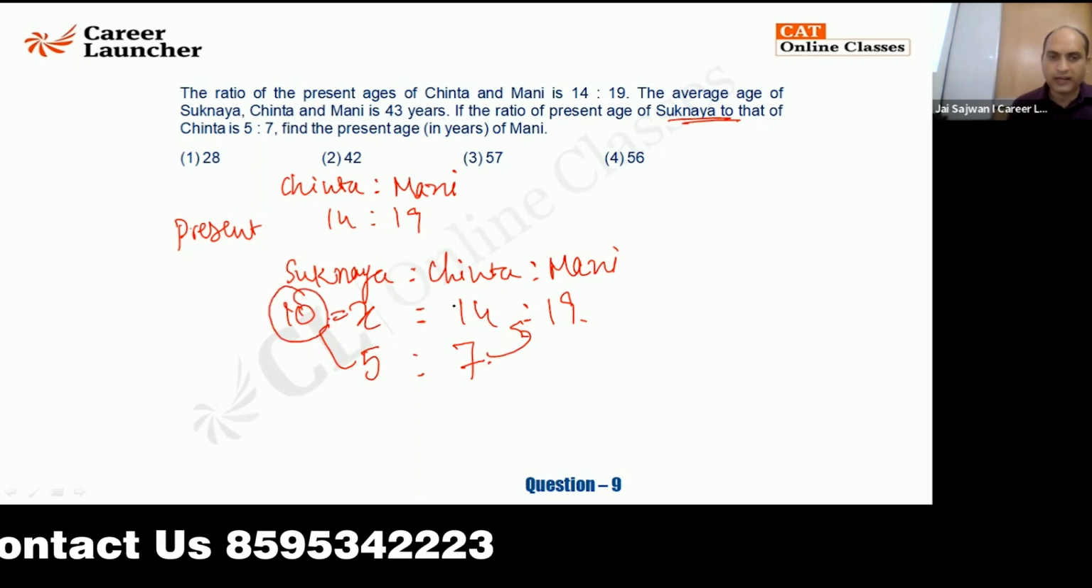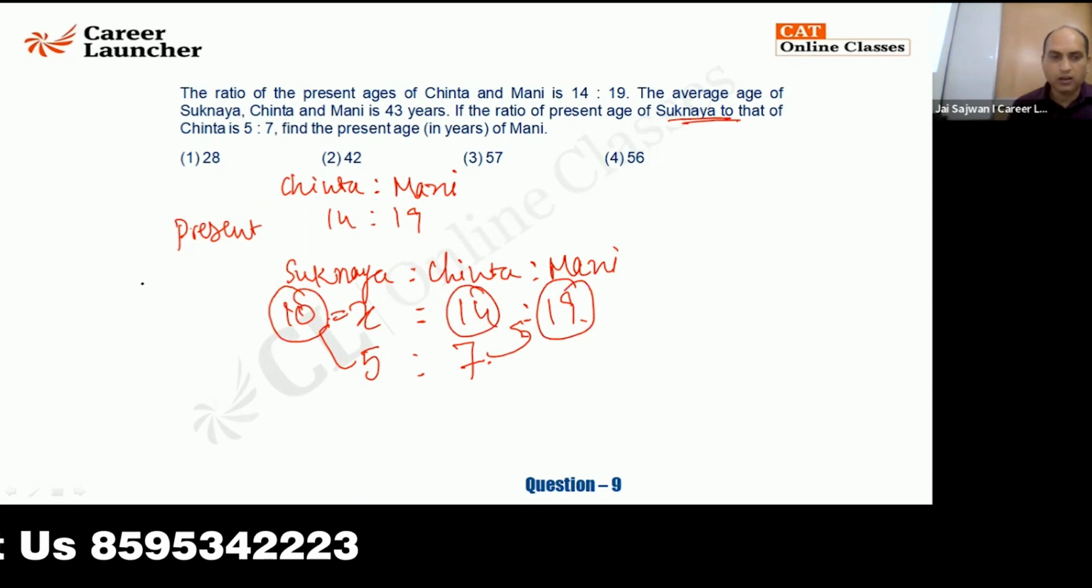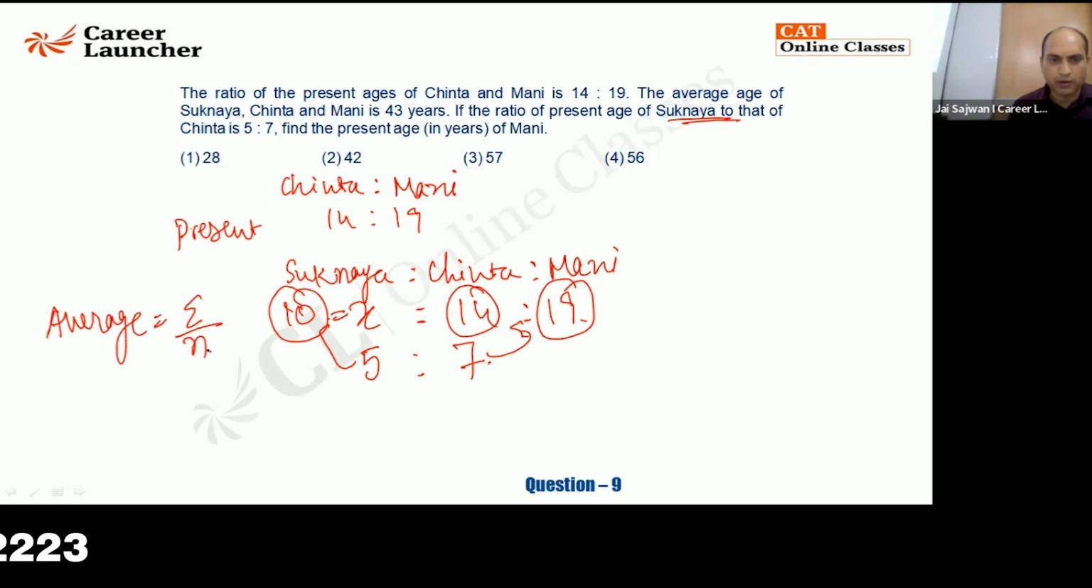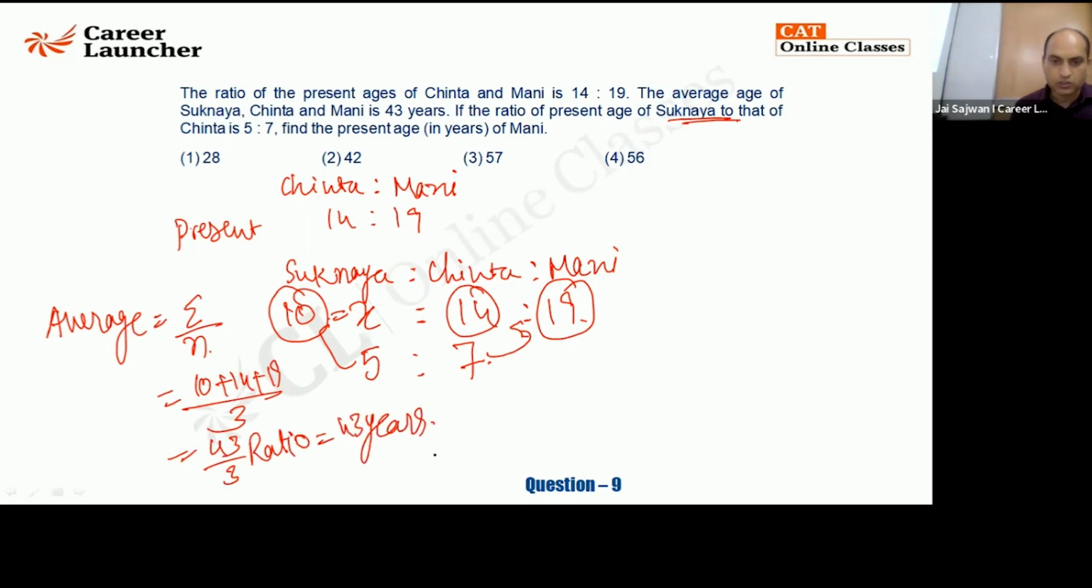Now the ratio comes out to be 10:14:19. Average means the sum of the values divided by the number of terms, which comes out to be 10 plus 14 plus 19 ratios divided by 3. This is 43 by 3 ratio, which is equal to 43 years. So from this, 1 ratio will be equal to 3 years, as the 43s get cancelled out.